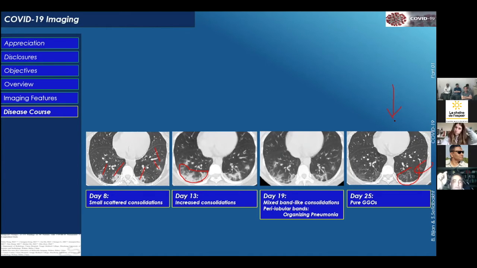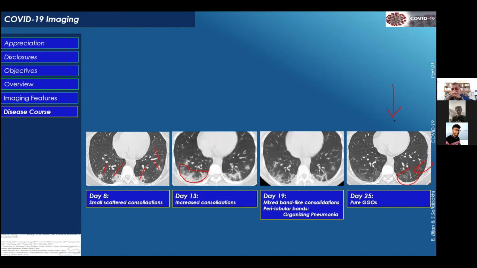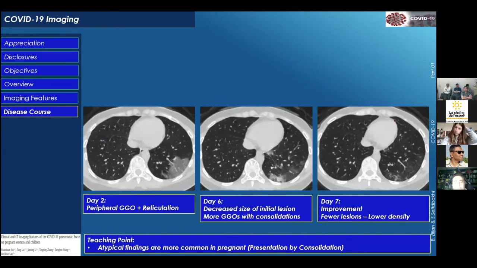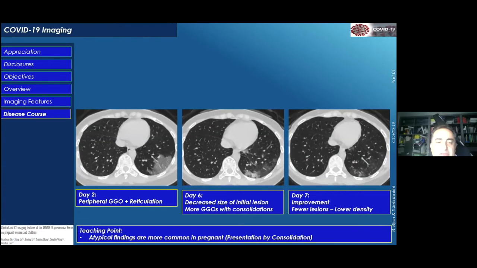This is my point. GGO alone cannot put a date on the disease, because GGO can be seen early during the disease, in the middle of the disease, and also towards the end of the disease. So GGO actually can be seen at every phase. Therefore, based on the GGO alone, you cannot say at which phase of disease the patient is located. Just keep that in mind. That was important.